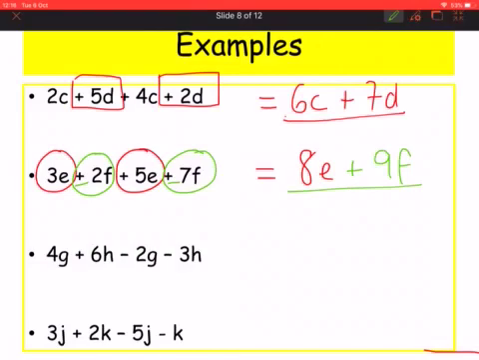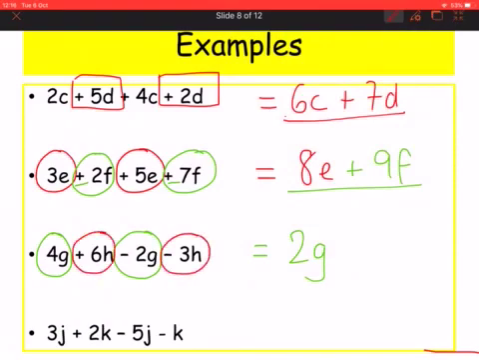Let's look at this next one. It's a bit trickier, this one. So let's look at the G's first. So I've got 4G there. Make sure you circle the symbol in front of it, minus 2G. 4G minus 2G is 2G. Let's just switch colour again. Let's do the H's. I've got 6H there and I need to minus 3H. 6 minus 3 is 3H. Is that a positive or a negative value of 3? What's 6 take away 3? It's a positive 3, isn't it? So I'll put positive 3.